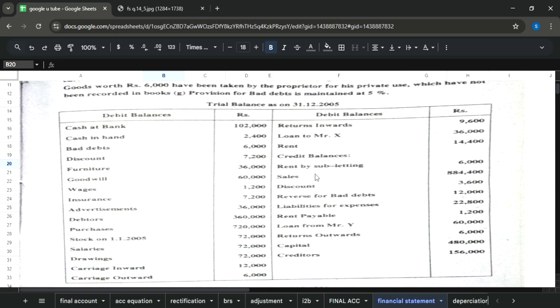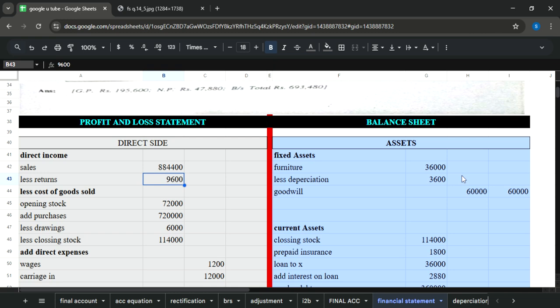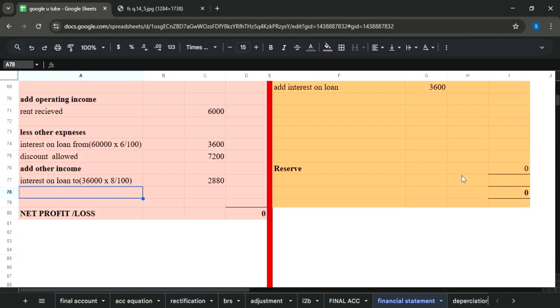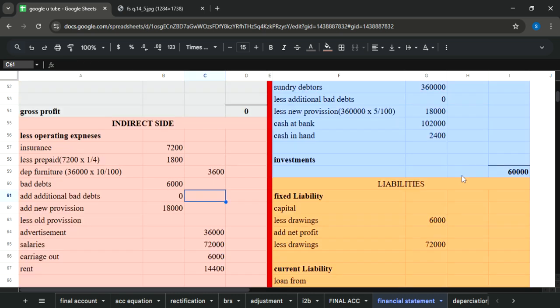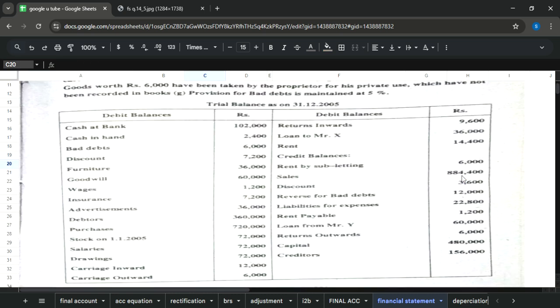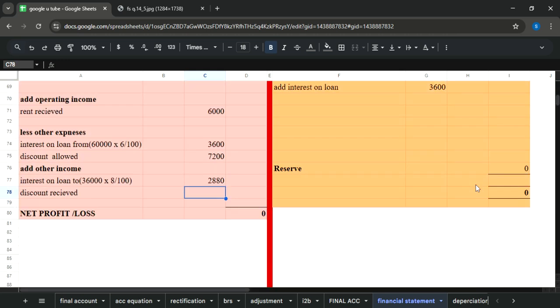Discount is present on the credit side, which is your income, 3,600. So we'll go to the other income side, and here you will mention discount received. Amount of discount received is 3,600. So just write down 3,600 over here.